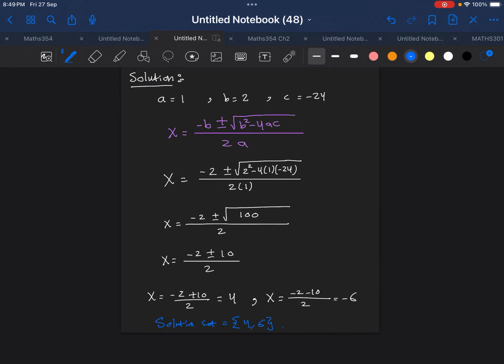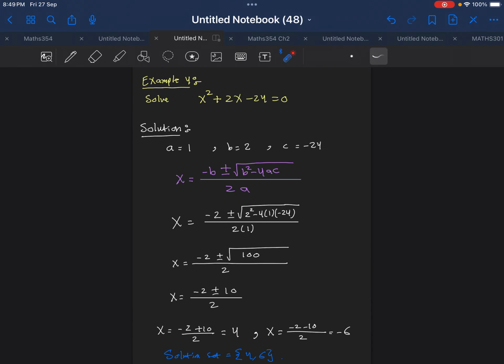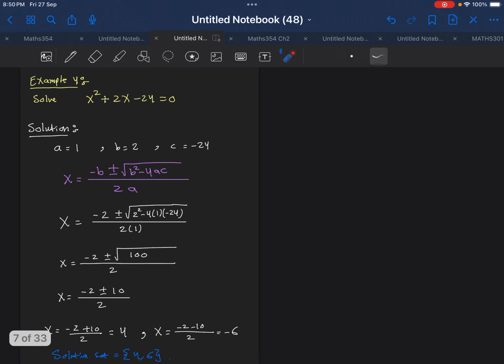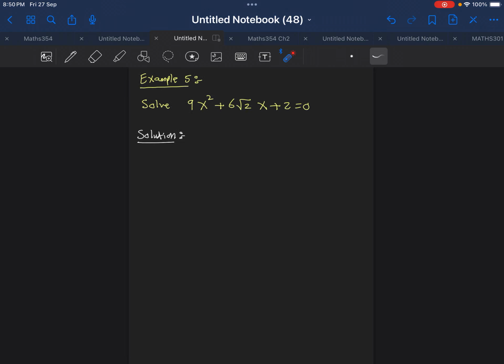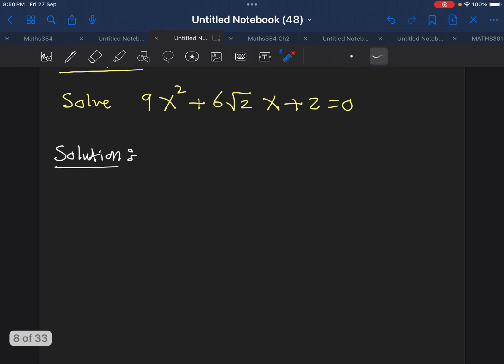Of course, we need to plug in the answers in the question itself. So I have put here 4 and check if your answer is 0. And then do the same thing, plug in negative 6, and check if your answer is 0. So this is how we use the quadratic formula. As I said, it's just a simple calculation to reach the conclusion. Let's apply it in another example and see what we will get.